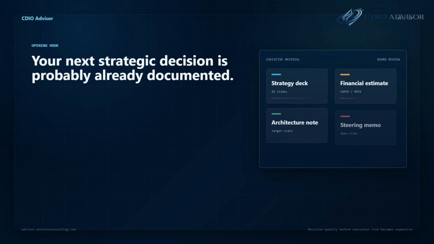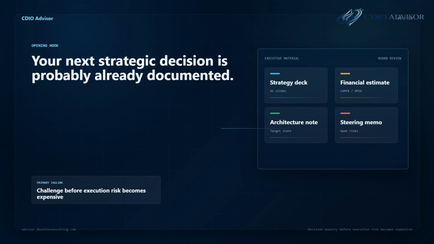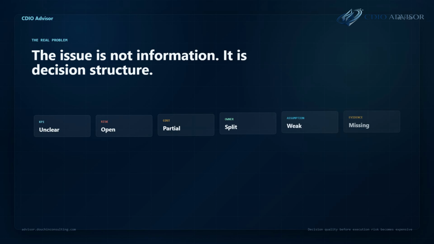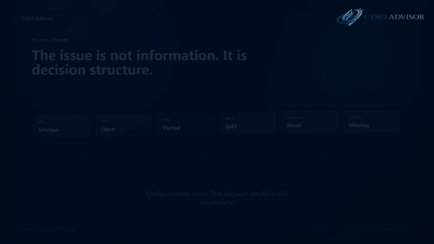Your next strategic decision is probably already documented in a deck, in a project brief, in a financial estimate, in an architecture note, in a steering committee memo. The problem is not the absence of information. The problem is that the information is not structured for decision quality.